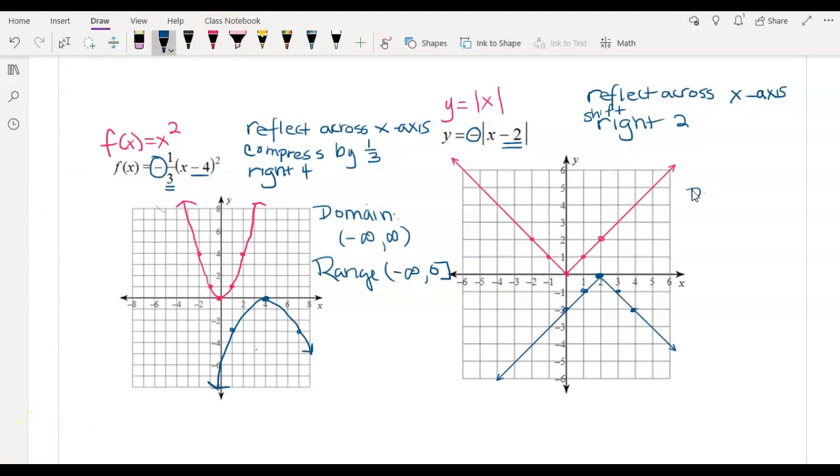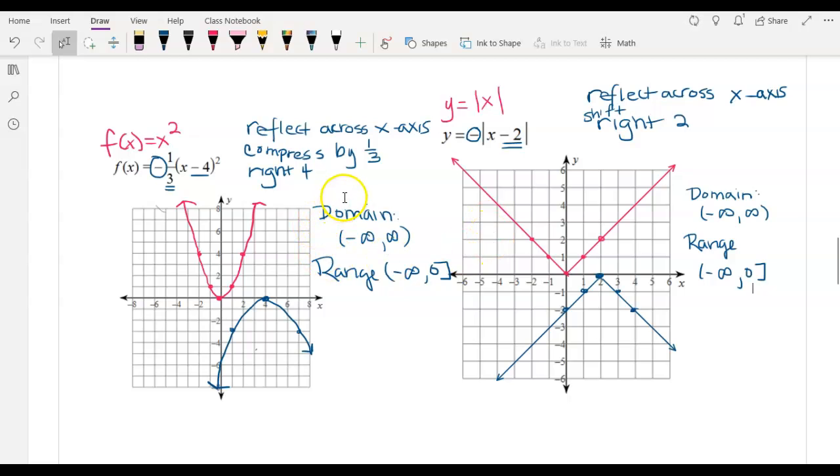So let's take a look at our domain. Our x values, once again, are not changing. We're still going off in either direction from left to right. So we have negative infinity to infinity. However, our range is affected. Our smallest value is now negative infinity, and our largest is 0. So we put 0 in brackets.